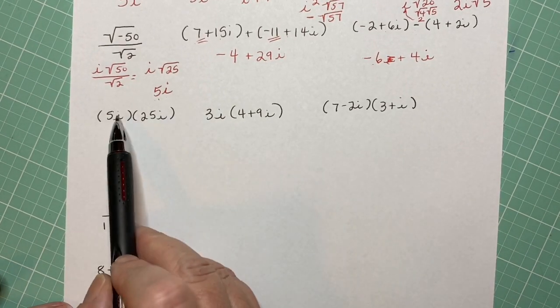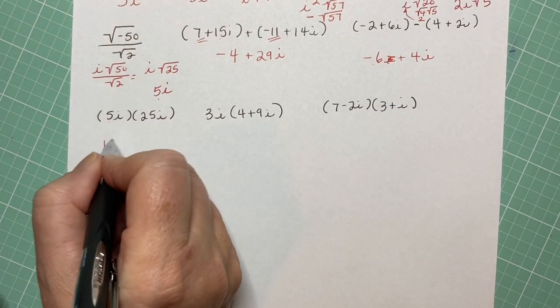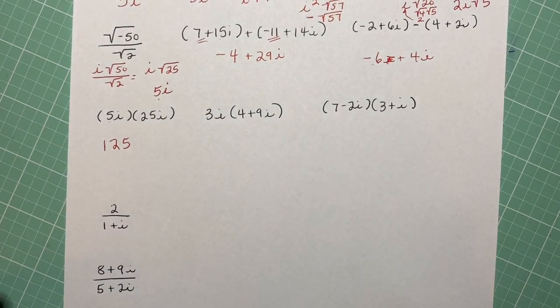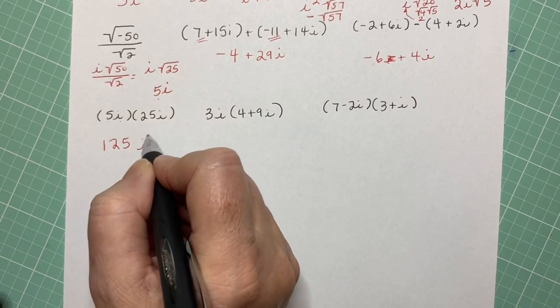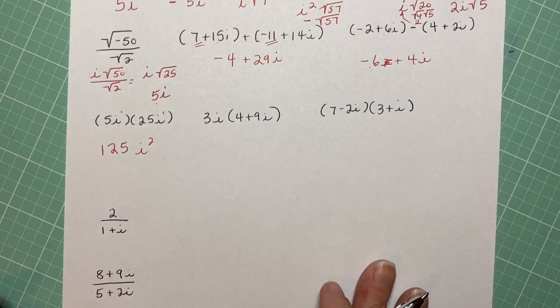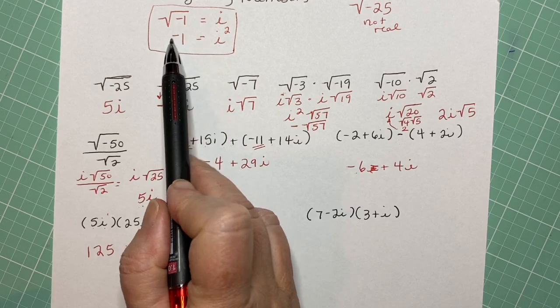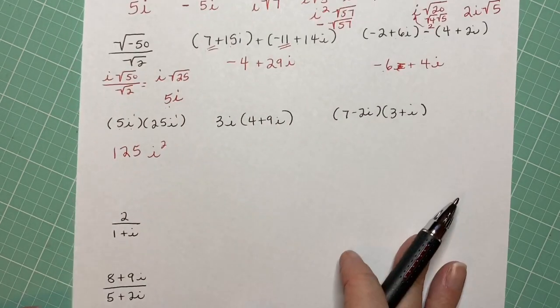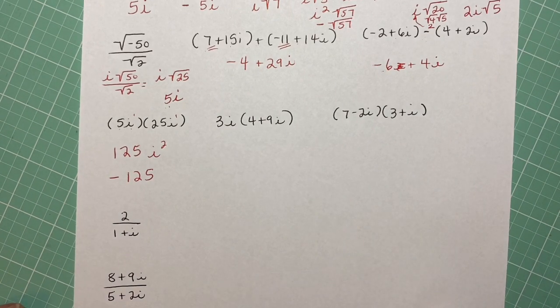So let's look at these. We're going to multiply number times number. 5 times 25 is 125. And then i times i is i squared, because remember, when you multiply exponents, you really add them. But now we know from back up here that anytime you have an i squared, it turns back into a negative 1. So this becomes a negative 125.